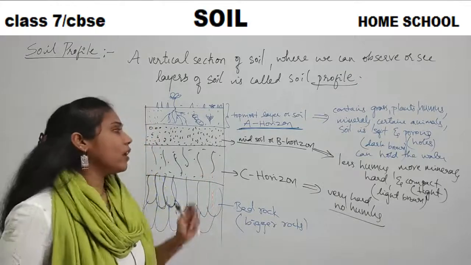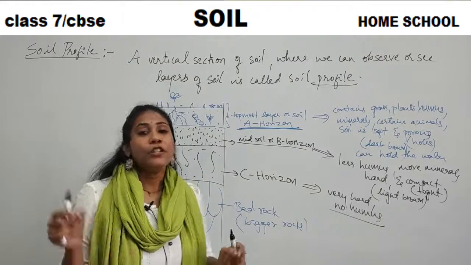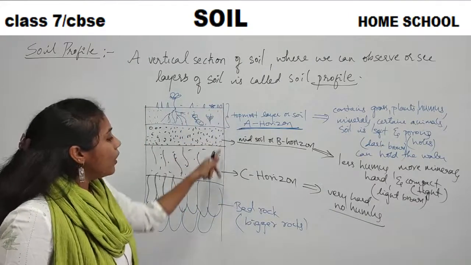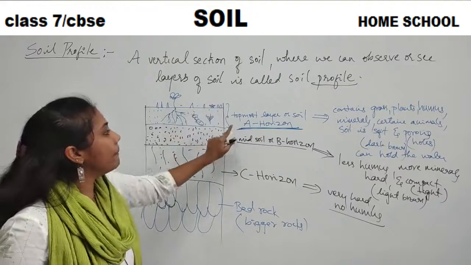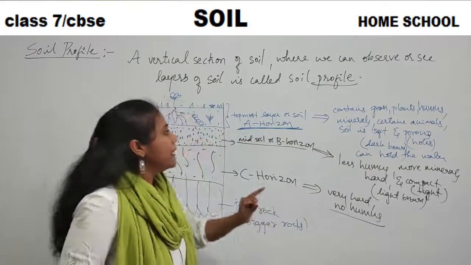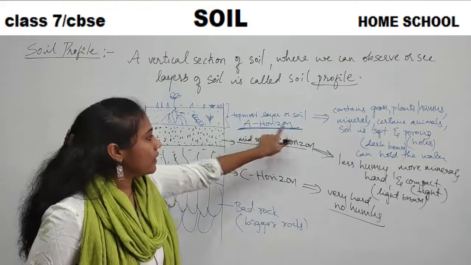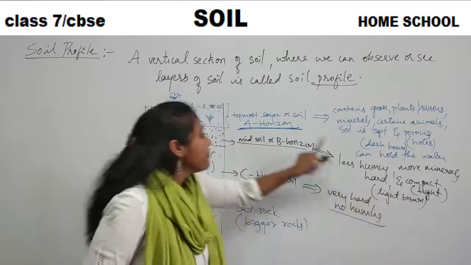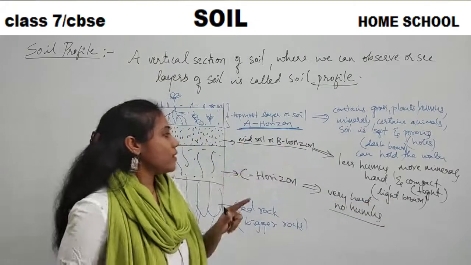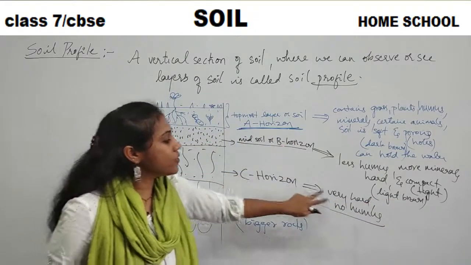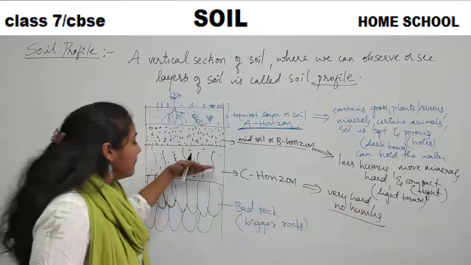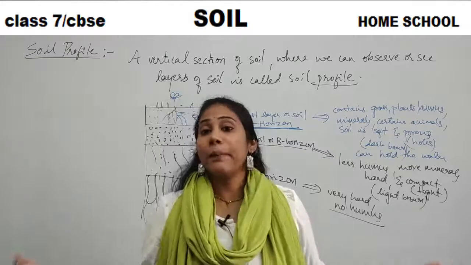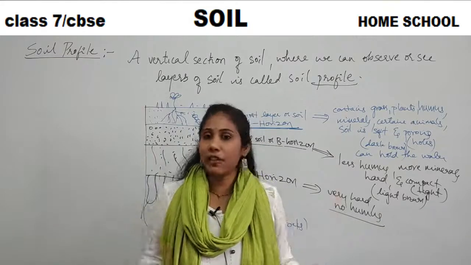So, this is what we call soil profile. So, what is important to remember is, you must be able to remember all these layers. See, this much is the top layer. What do you find in a top layer? What is it called? A horizon. Next is a mid soil. What is there in a mid soil? How does it look like? And it is also called B horizon. And below that you have C horizon, very hard and no humus. And below that you have bedrock. Okay, too many bigger rocks are placed at the bottommost layer of a soil.